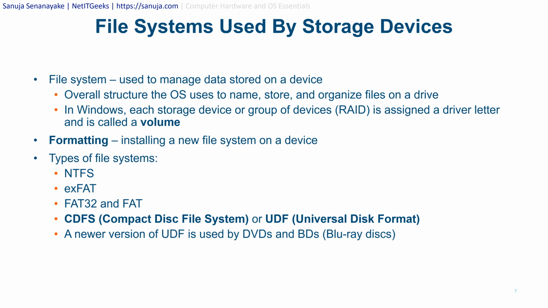Formatting is basically making sure your hard drive can accept a specific type of file system, so you're going to format your drive. Those formatting types include NTFS, FAT, FAT32, CDFS, which is Compact Disc File System, or UDF, which is Universal Disk Format. Those are used in CDs. A newer version of UDF is used by DVDs and Blu-rays, but that is a different file system compared to NTFS, which is used on your hard drives currently running maybe Windows 10 or Windows 11.